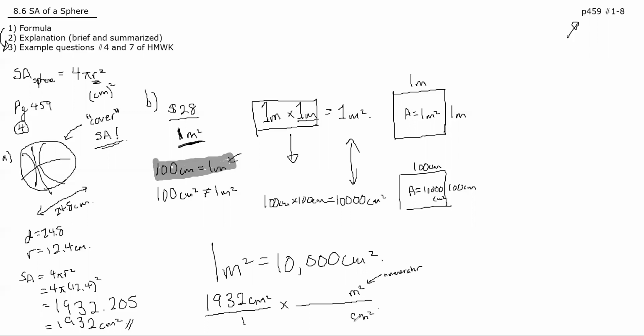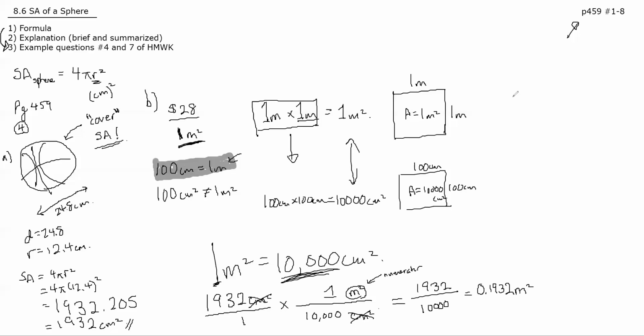All right. Now that you have the unit set up, what is the actual quantity that are equal to each other? Well, 10,000 is at the centimeter side. 1 is at the meter side. Centimeters gone, centimeters gone. Multiply across, 1 times 1,932 is just 1,932, and 1 times 10,000 is just 10,000. If you work this out in the calculator, you get 0.1932. What's the unit? Not centimeters, because that's gone. Meter squared.